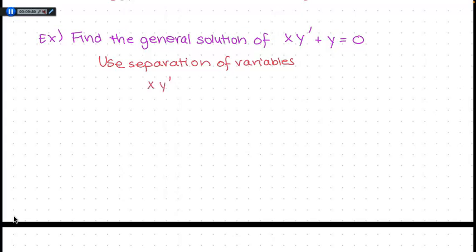We have x y prime plus y equals 0. The first thing that we need to do is rewrite y prime as dy dx, because if we're going to separate our variables, we can see right there there's a y and an x in y prime. So we have to separate that.